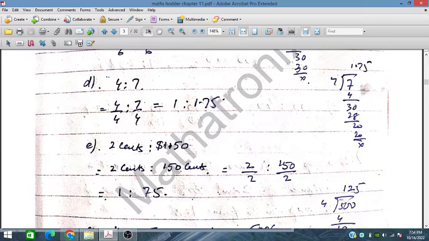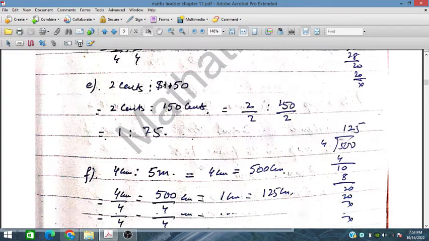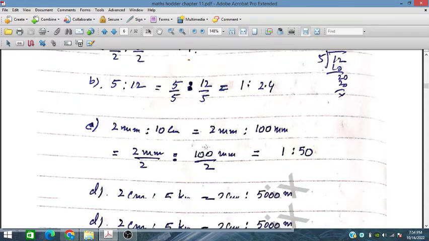So 2 cents to 150, so this 2 divided by this. So this is 1 to 75 cents. So this is a 1 to 75 ratio. Similarly, write each of these ratios in the simplest form 1 to n. So 2 to 8, so it's 1 to 4.